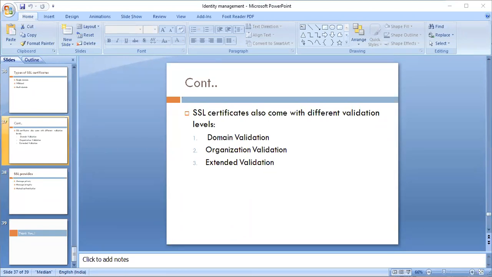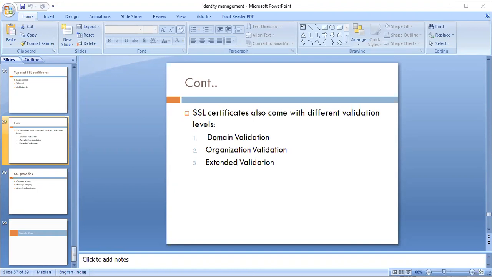One is domain validation, and this is the least stringent level of validation, and it is the cheapest one. All the business has to do is prove that they control the domain. So for that they need to have this domain validation SSL certificate.